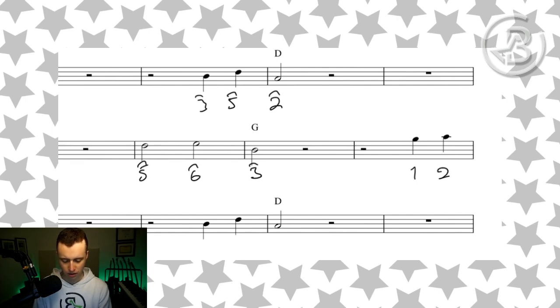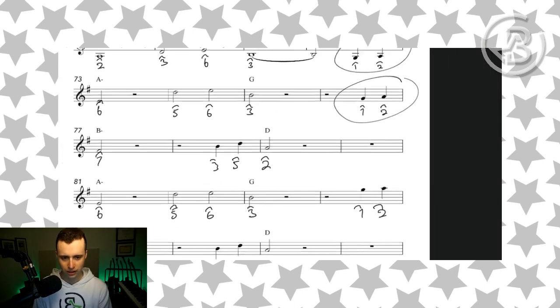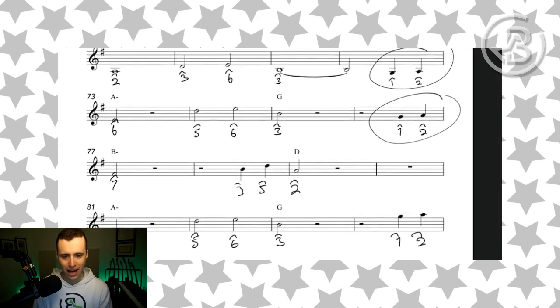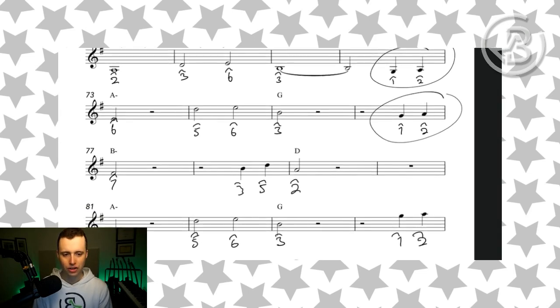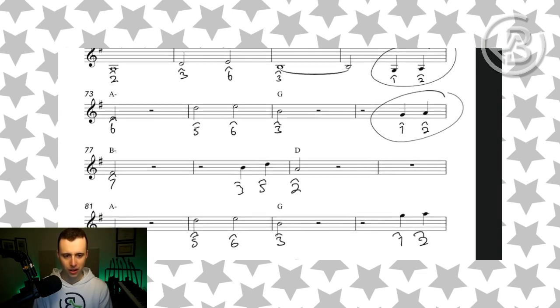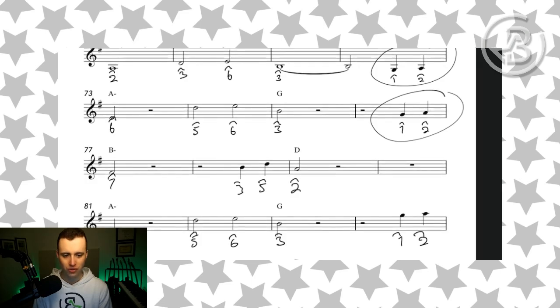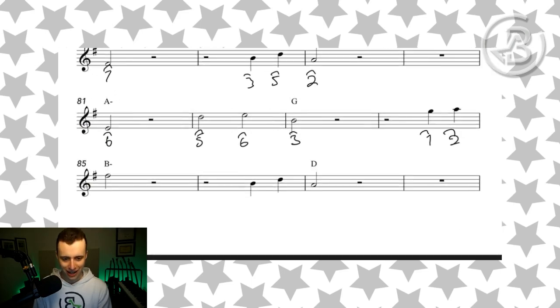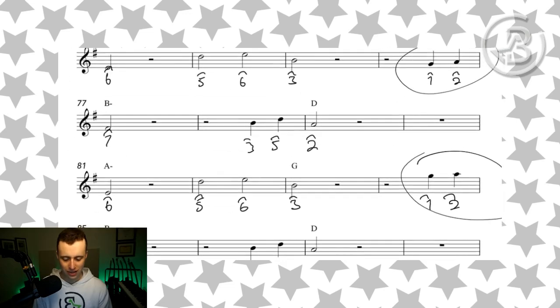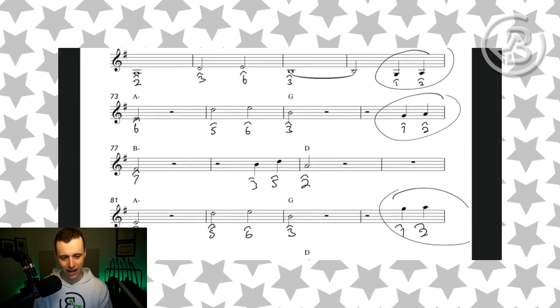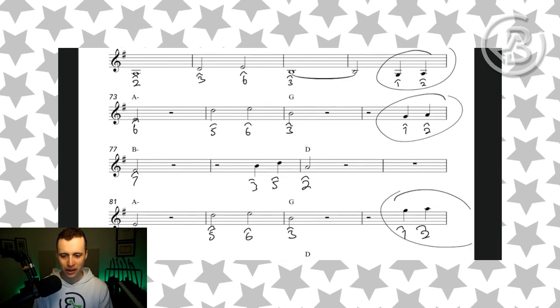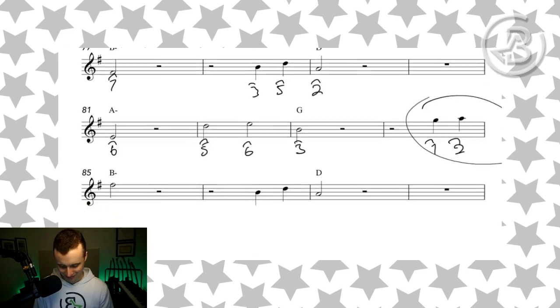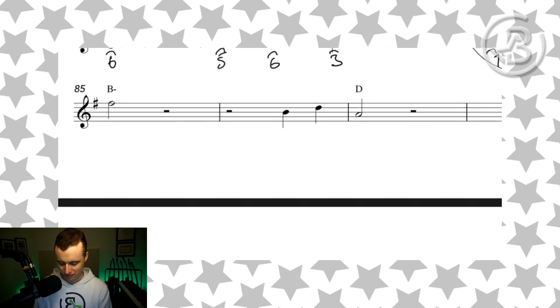Okay, 1, 2. Look at this. We have 1 and 2, G3 to A3. Then we have 1, 2, G4 to A4. Then down here we have 1, 2, G5 to A5. How cool is that? So every time it does 1, 2 here at the end of the measure, it's actually going up an octave. So cool.